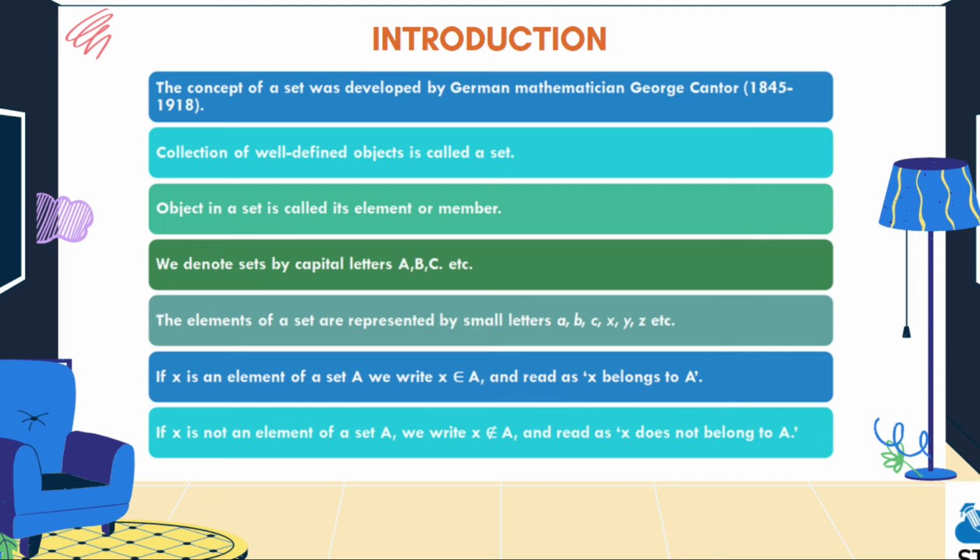Now just remember one thing here in this chapter: natural numbers. The set of natural numbers will be denoted by N. For whole numbers we will use W. For integers we will use I. For rational numbers we will use Q, and for real numbers we will use R. So remember these important letters which denote the important sets of numbers.